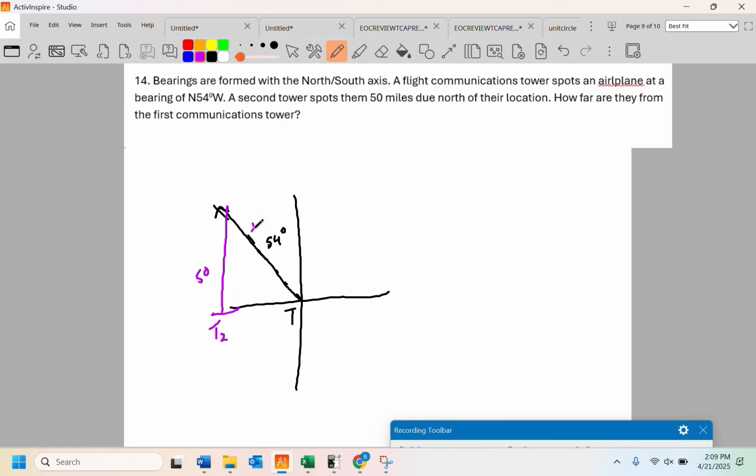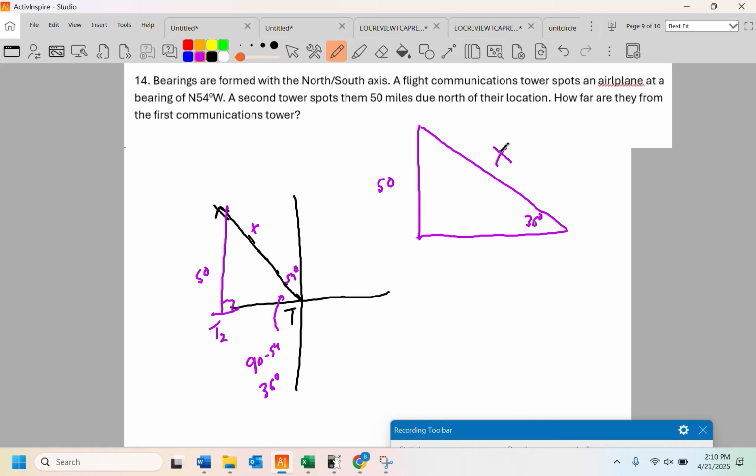So I actually want to know this leg X, and it's not 54 degrees. The 54-degree angle is actually down here, and it's also not in your triangle of interest. This angle right here is an angle that matters. This is understood to be 90 because that plane was due north. That angle is 90 minus 54, which is, I believe, 36 degrees. So let's do a redraw so it's not so cluttered. We've got 36 degrees, we have 50 miles, and I want to know this piece.